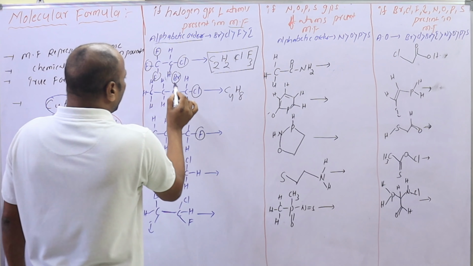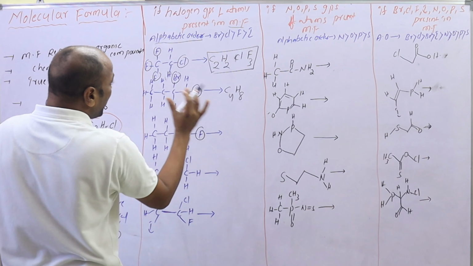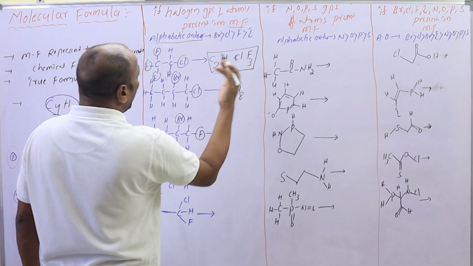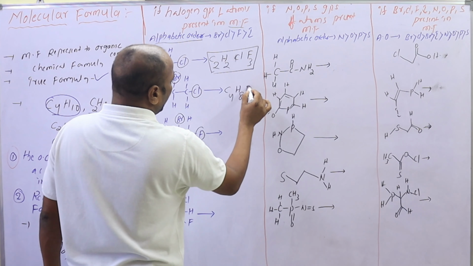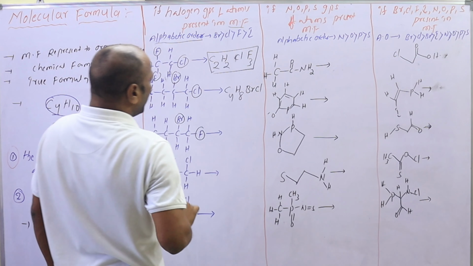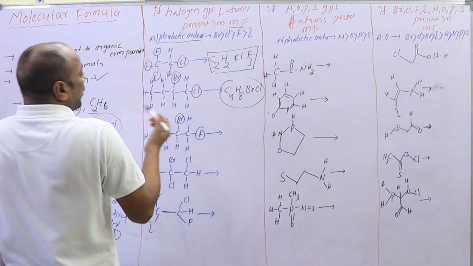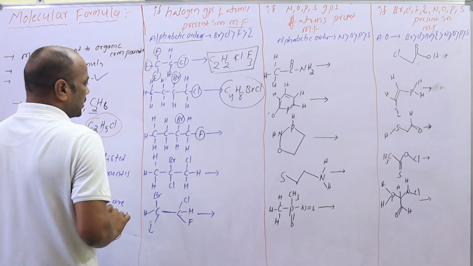Eight hydrogens. And halogen groups, the remaining elements, bromine and chlorine, are present. It follows the alphabetical order: bromine and chlorine. It is simple to find the molecular formula from these structures. With 4 carbons and 8 hydrogens fixed, then bromine and chlorine.